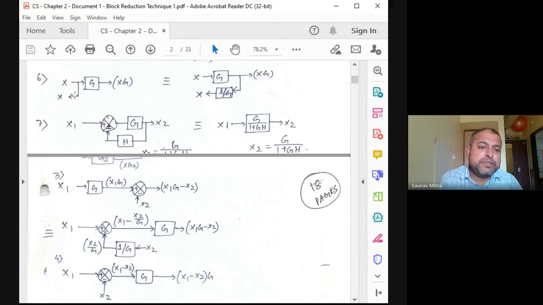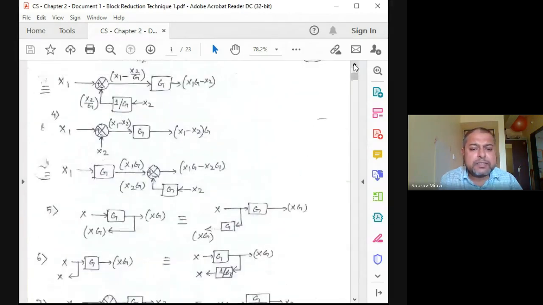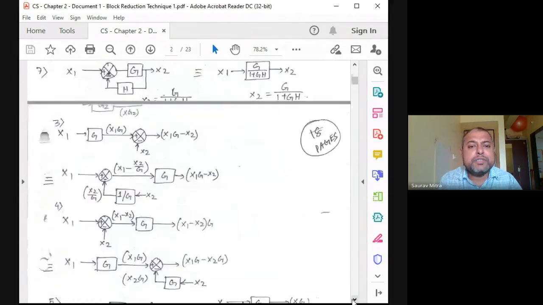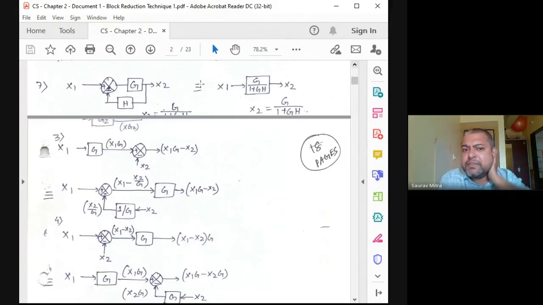But now if you want to shift this takeoff point after the block g, then a gain of 1 by g has to be inserted in the feedback path. Here it is not being seen, but I can tell you x1 is the input. Whatever you had seen up till now, 1 to 6, were all open loop systems. Now at 7 you are finding a closed loop system. It has got cut, but don't worry, all these proofs we have already done in the previous lecture.